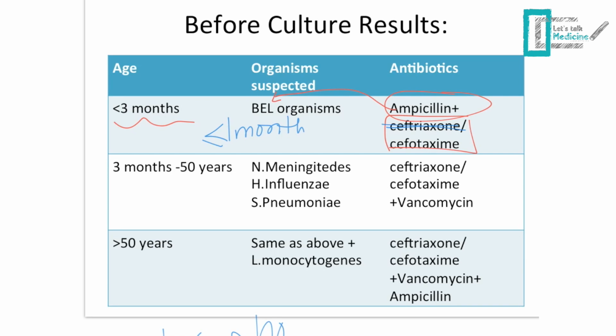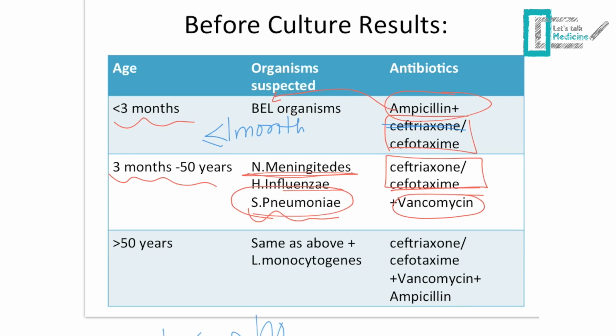Going to the next age group, 3 months to 50 years old, which is infants, children and young adults. All of these have approximately the same organisms, like Neisseria meningitidis, Haemophilus influenzae, and Strep pneumoniae as the most common causes. So you cover this with a 3rd generation cephalosporin, and to cover the resistant strains of Strep pneumoniae, you add vancomycin. So this is the general rule.